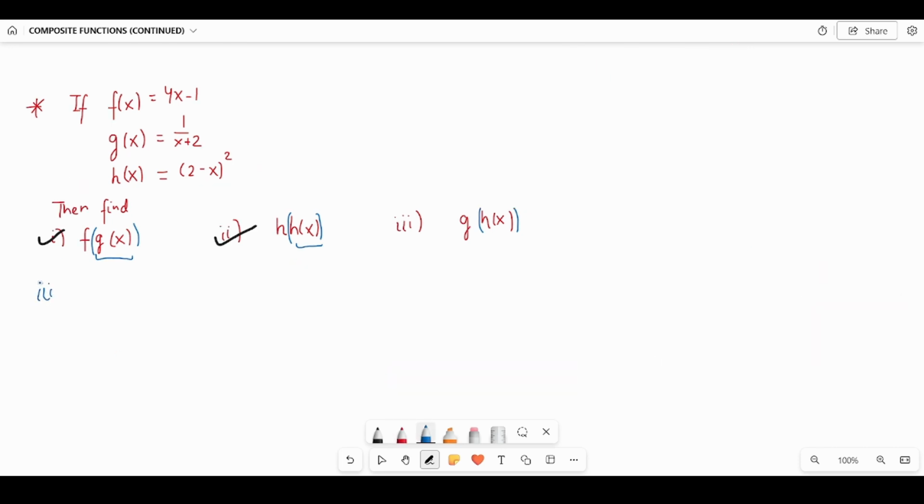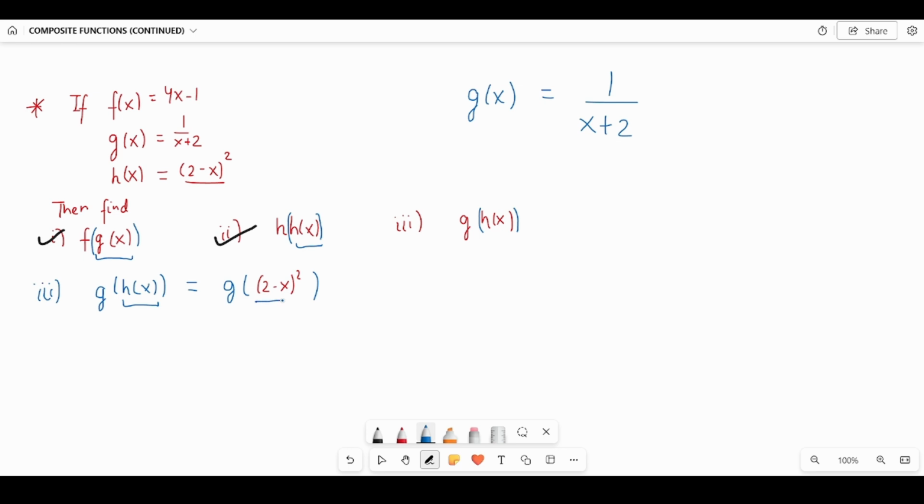Let's do the last one now. Here we have to find the value of g of h of x. Here you can see that we will put the value of h of x first of all. So we will get g of 2 minus x whole squared, which is your h of x. Now we have to follow the same steps, okay? So we will see that what is the function g of x equal to? So that is equal to 1 divided by x plus 2.